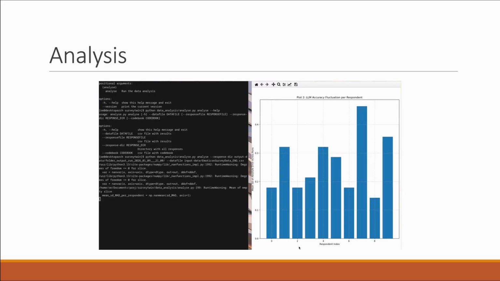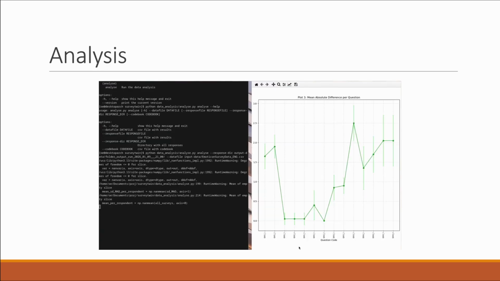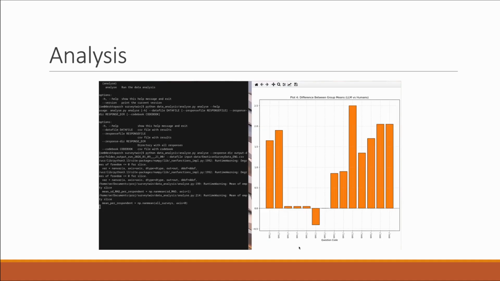The next plot shows how consistent the LLM responses are per respondent. The red bars represent respondents with unusually unstable predictions. This plot measures the mean absolute difference, or MAD, per question, or how far the LLM answers are from the human responses on average. A low MAD shows that the LLM is close to the human response, and vice versa for a high MAD. The error bars instead show how much variability there is across different respondents. The last plot shows the difference between LLM and human responses for each question. If the bar is above 0, the LLM has given a higher score than the human, and vice versa.